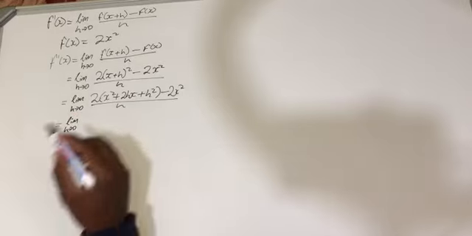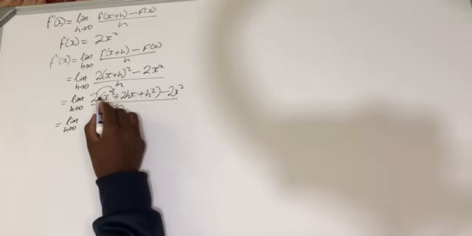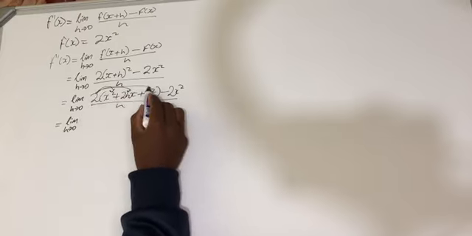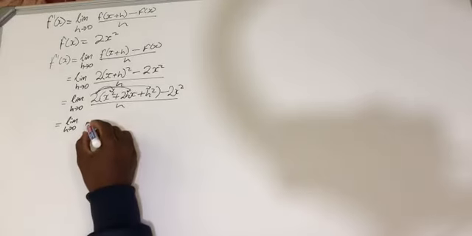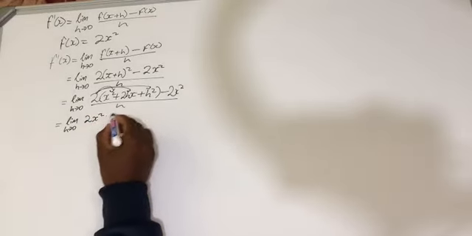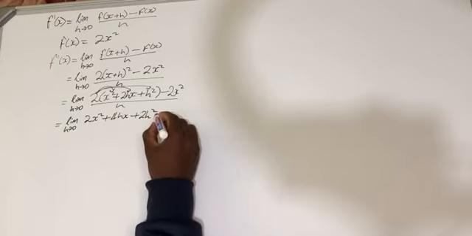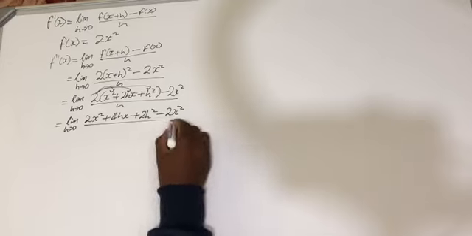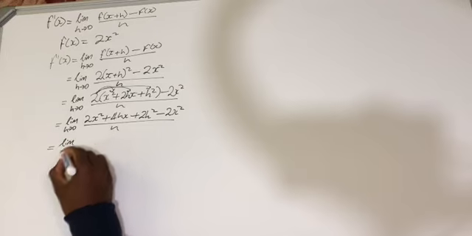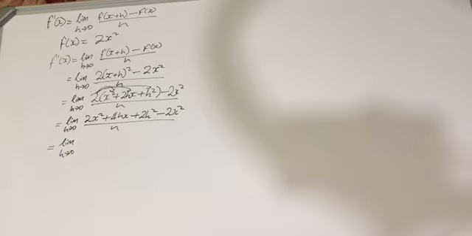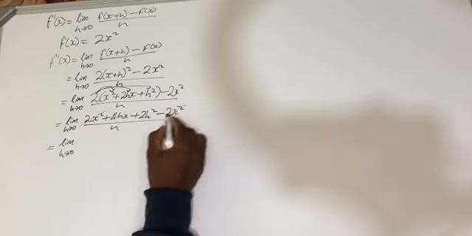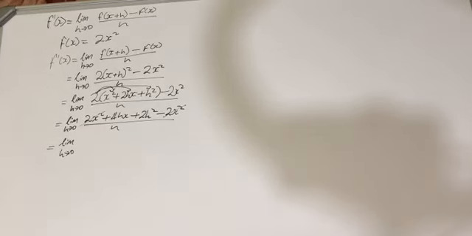At this stage we can distribute the 2, so the 2 will multiply everything inside this bracket. So you're going to have 2x² + 4hx + 2h² minus 2x² over h. This is what we have at the moment. Maintain your limit as h approaches 0. Then we can see that 2x² here and negative 2x² are like terms. You can definitely cancel them because this is positive and this is negative, so they just cancel there.